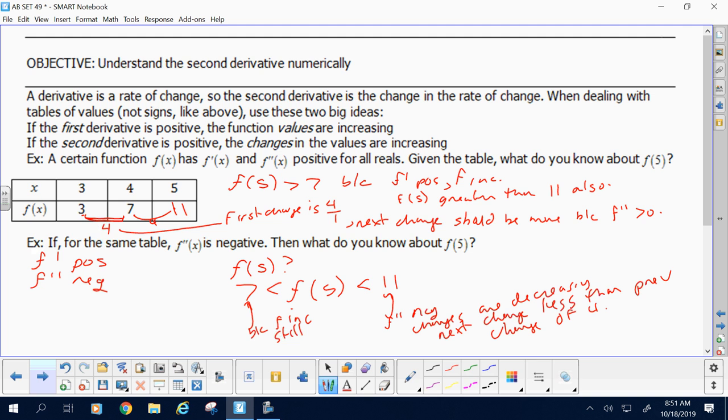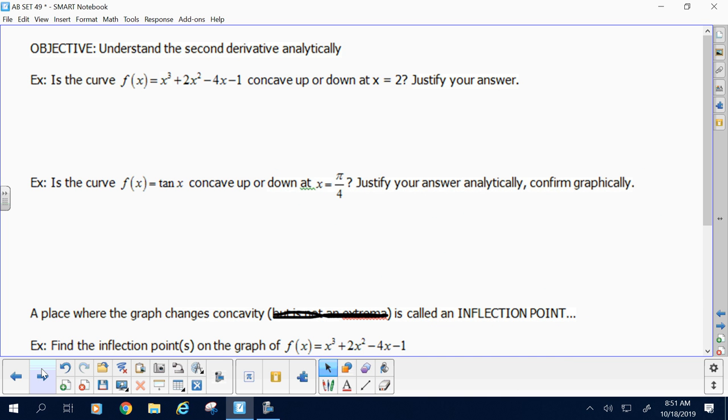Okay, we'll practice those. Okay, let's go analytically. This is the most common question, at least in our book. So, given an actual curve or an equation, is the curve concave up or concave down at x equals 2? Justify your answer. So, would you write this really quick?